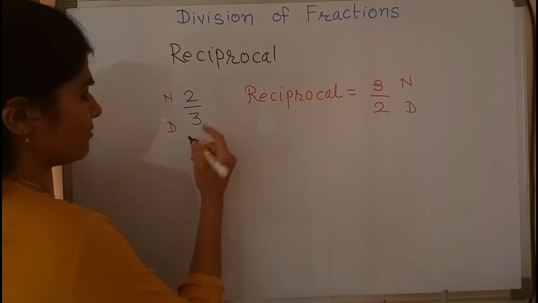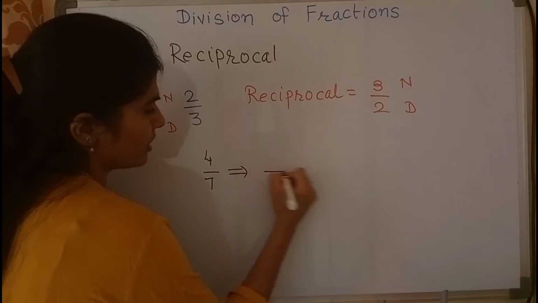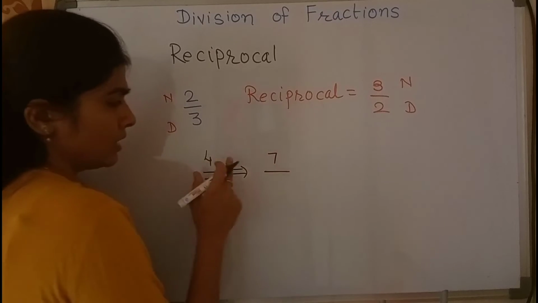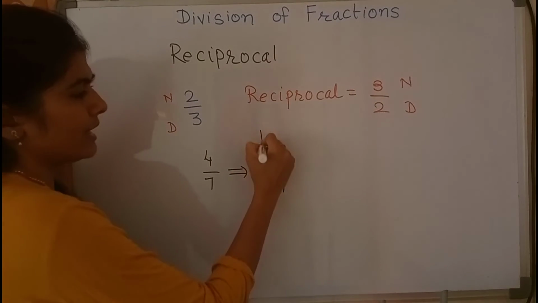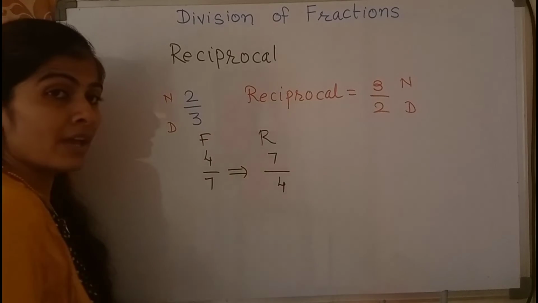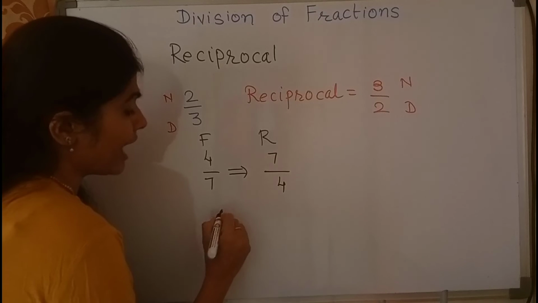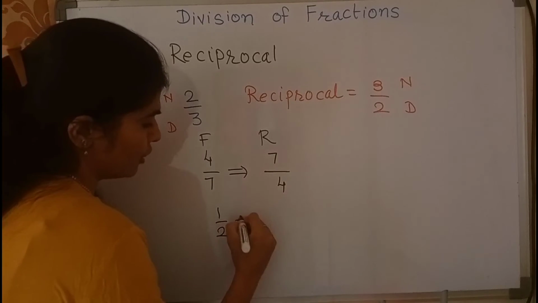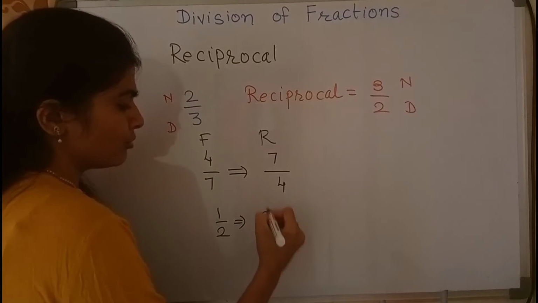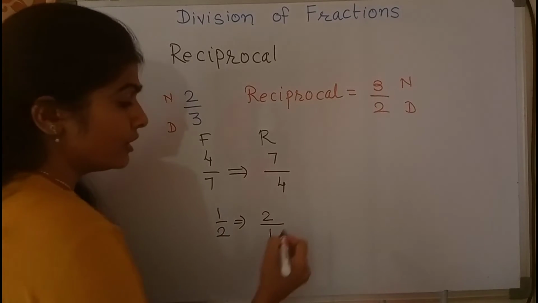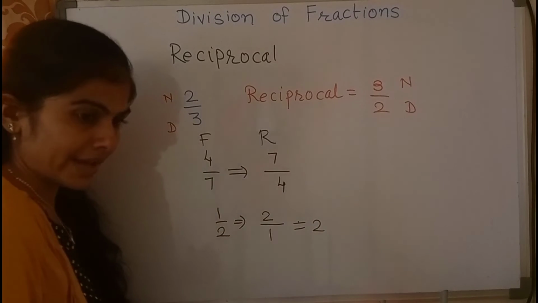Earlier they were 2/3, now it is 3/2. So if I want to write down the reciprocal of, let's say, 4/7, what is it? 7 goes in the numerator and 4 will go in the denominator. This is the reciprocal and this is my original fraction. If the number is, let's say, 1/2, I need to flip it. So 2 will be in the numerator, 1 will be in the denominator. So this is 2/1, I can write it as 2, right?